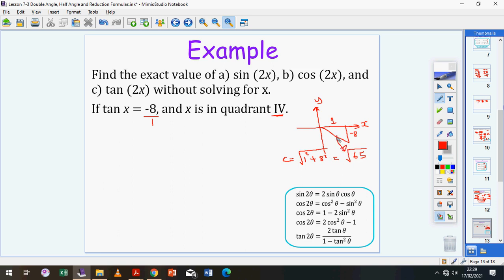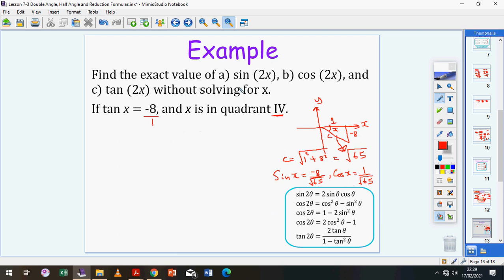Now, from that triangle, remember, that angle is x. The sine of x from that triangle is negative 8 over the square root of 65, and the cosine of x is positive 1 divided by the square root of 65. So this is still consistent because cosine is positive and sine is negative. So I can figure out what sine of 2x is and what cosine of 2x is.